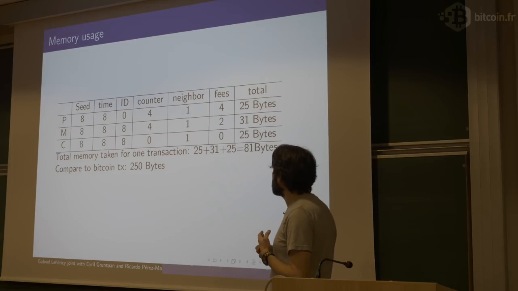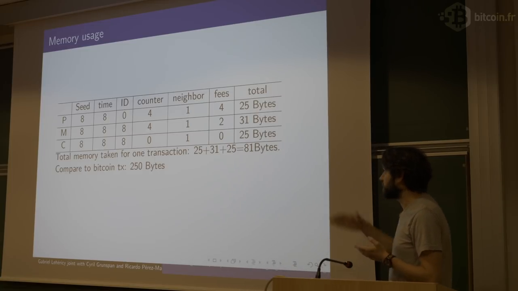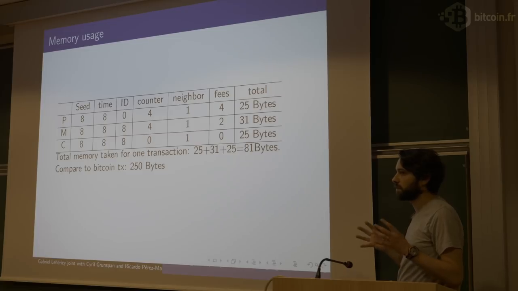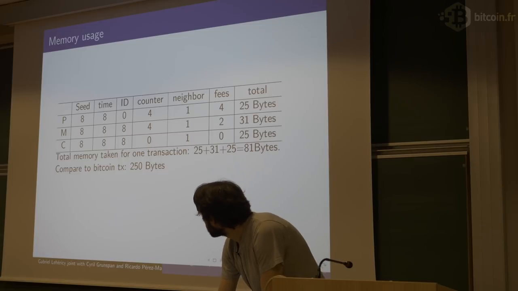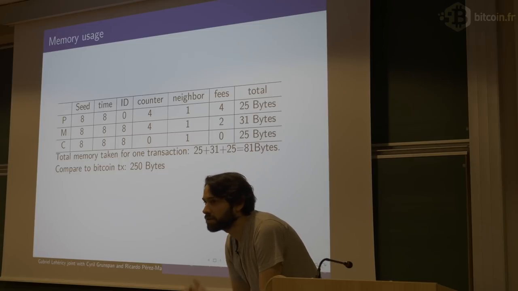And if you compare it, for example, to a Bitcoin transaction set, you can see that it's a lot smaller. So the general mempool should be smaller than the Bitcoin mempool. So now, are there any questions about this?